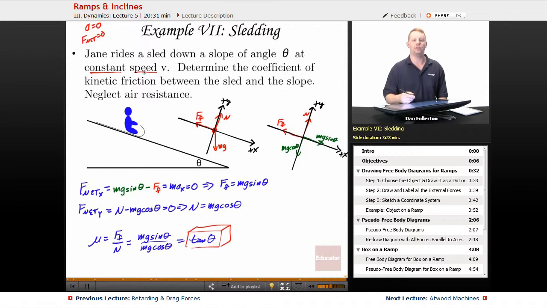All right, hopefully that gets you a little more confident and feeling good about these ramp and incline problems.